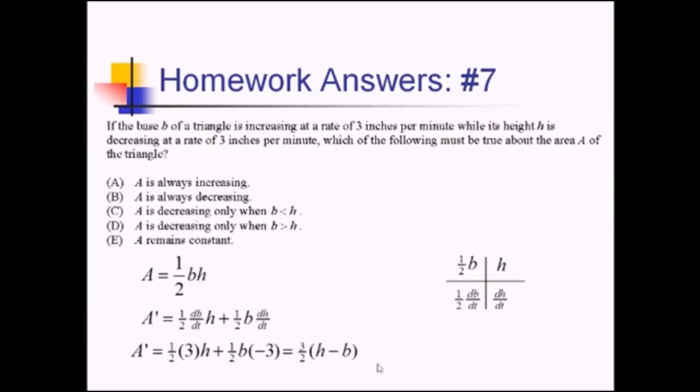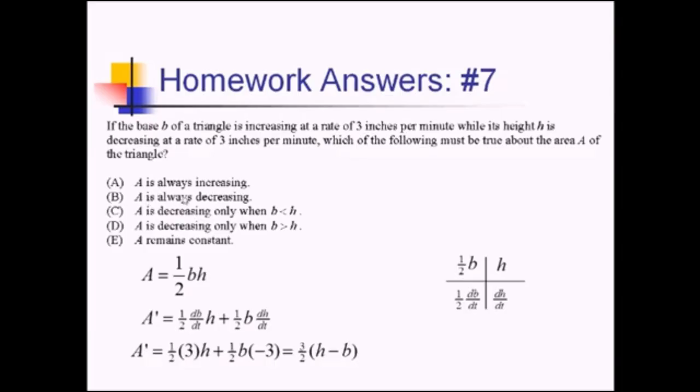And if I look at it this way, it's going to be a little bit easier to do some sign analysis on a prime. Let's look at our answer choices now and see if we can shed some light on these. First possibility, A is always increasing. So they're saying that a prime is always going to be positive. Well, 3/2 is positive, but h minus b is not always going to be positive. What if b is larger than h? So we can cross out choice A.